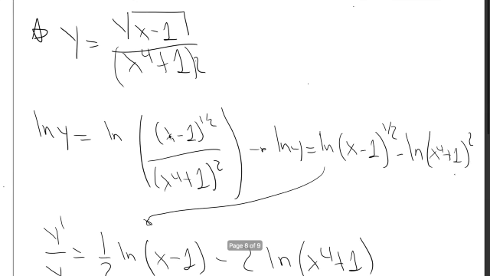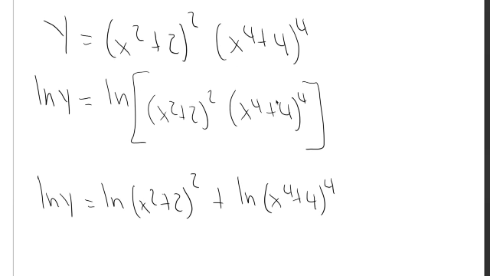Now, going back to our previous example, if we have the natural logarithm of y equal to the natural logarithm of (x minus 1) to the power of 1.5 divided by (x to the power of 4 plus 1) to the power of 2, this is going to be the same as the natural logarithm of (x minus 1) to the power of 1.5 minus, as you guys can see, we don't have the denominator anymore. Now it's going to be a subtraction. Minus the natural logarithm of (x to the power of 4 plus 1) to the power of 2.